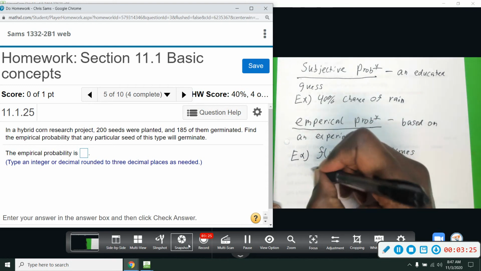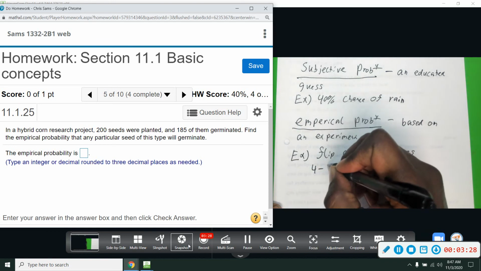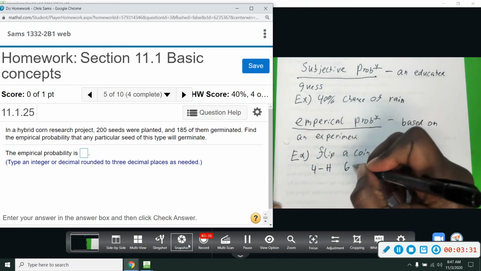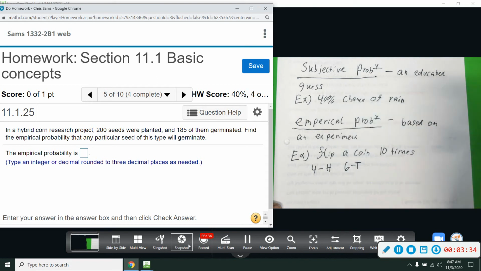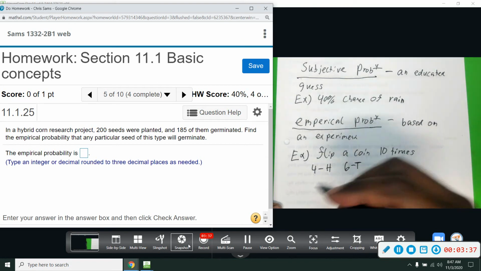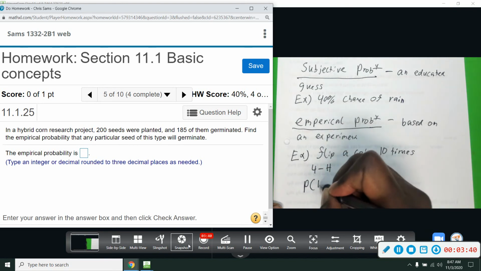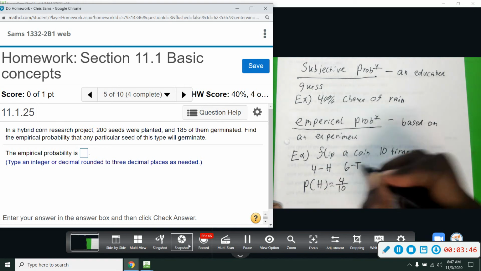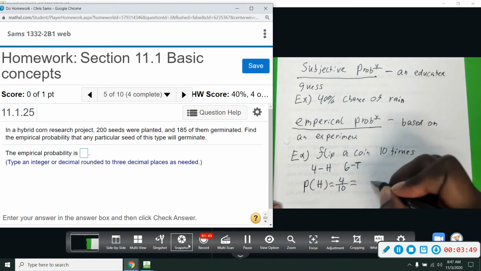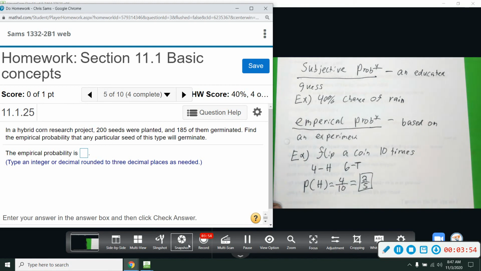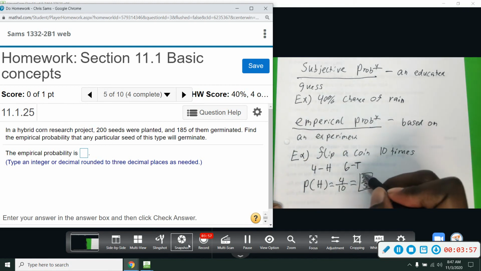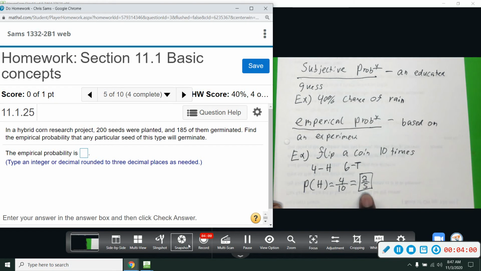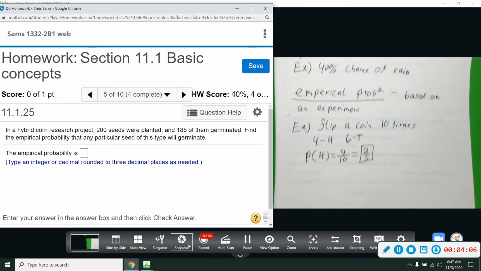So let's say we did this and we got 4 heads and 6 tails. That's possible. And based on this experiment, we say the probability of getting a head is 4 out of 10, because we flipped it 10 times, 4 of them were heads. And if we reduce that, we say 2/5. Okay, so this is an example of empirical probability. They've done some experiment, they've got some results, and they're going to use that result to be the probability. Okay, and then the last type of probability is classical.